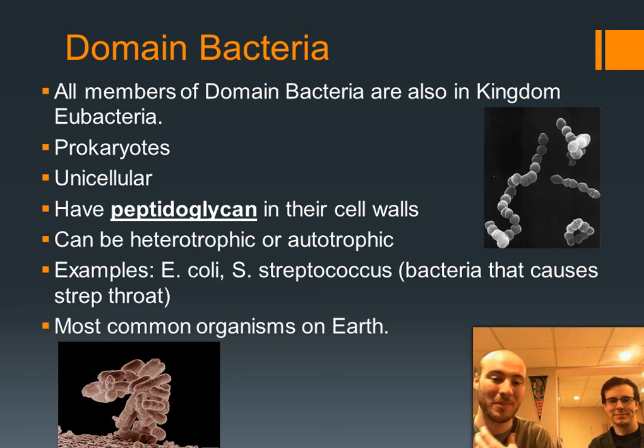They can be heterotrophic or autotrophic. Most bacteria that make us sick are heterotrophs. They get their nutrition by breaking down cells that we have, or feeding upon bacteria that grow in your teeth. They feed off of the sugars and things that are in your mouth.